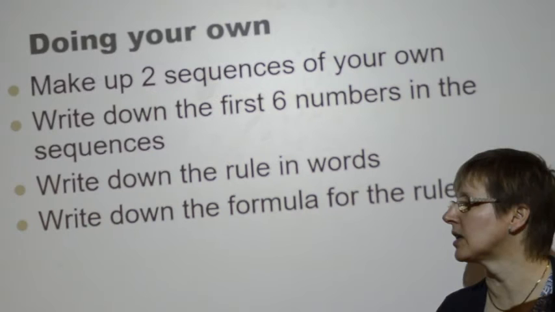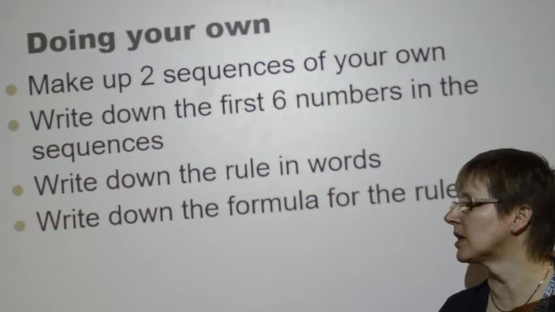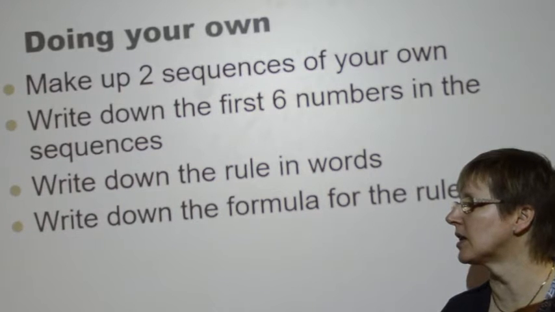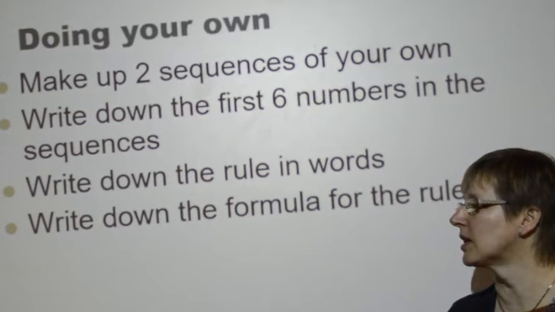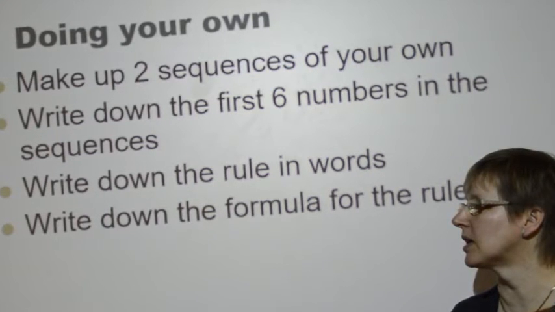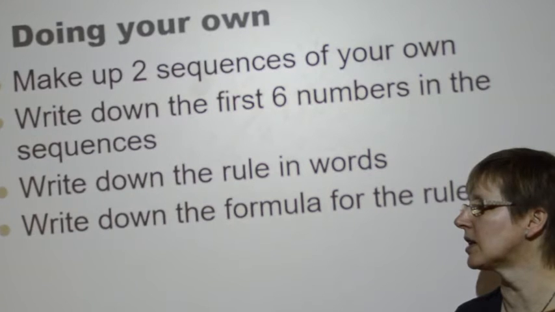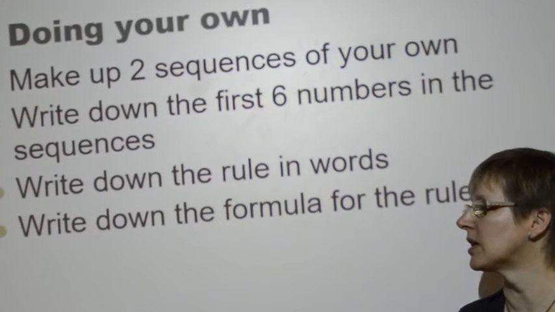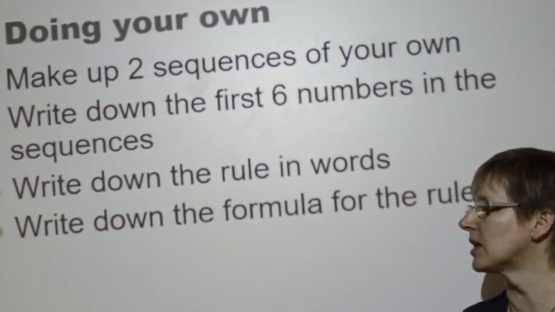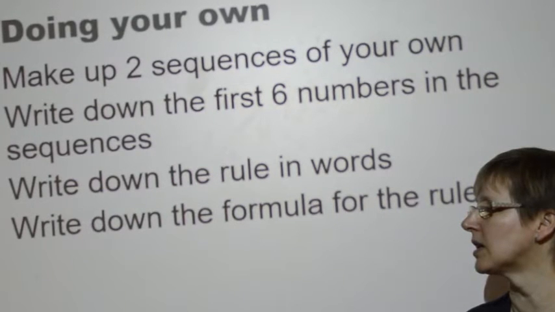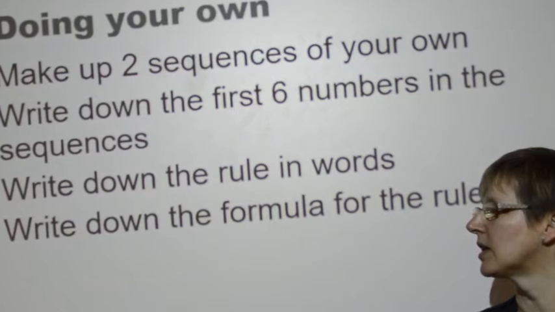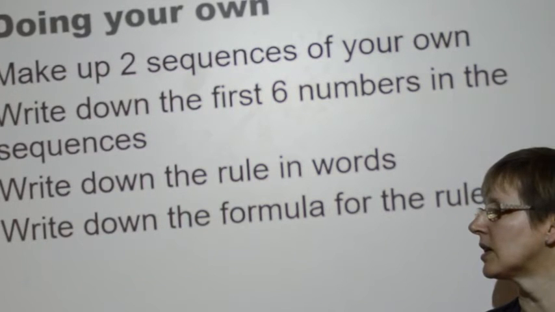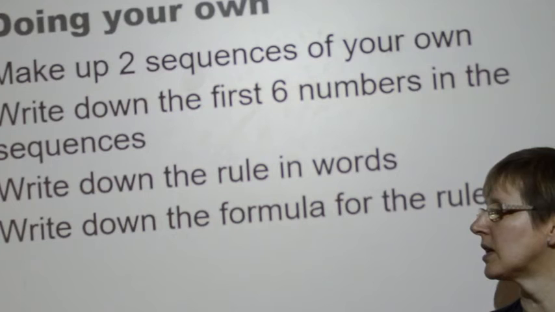Words for 3n plus 2 would be multiplied by 3 and add 2. Okay? So 2 sequences, try and make them different to the ones that we've done. I will put an example on the board, and if you find that too easy, which you might by now, you can try my extension, which is to try sequences where the numbers get smaller instead of bigger, and or try some sequences where the numbers start with negatives. So do 2 normal ones, and then see if you can extend it a little bit.